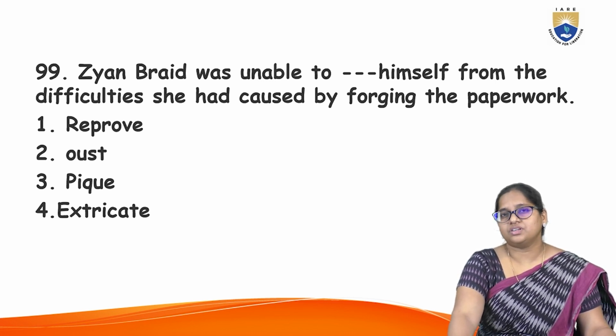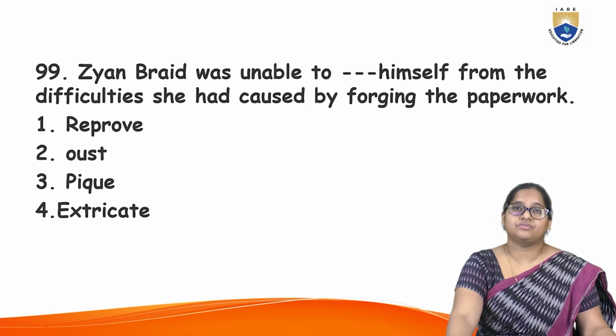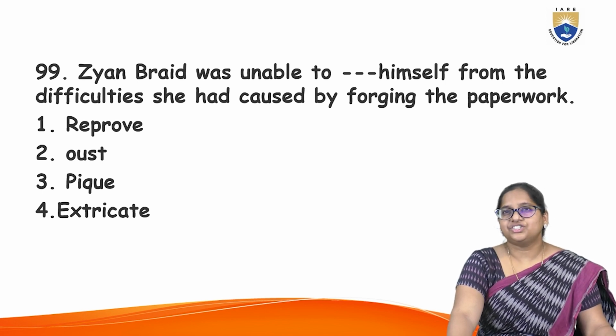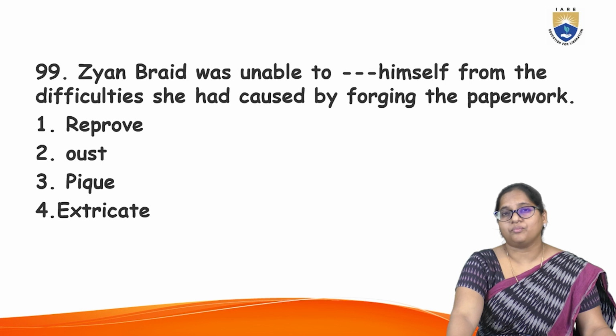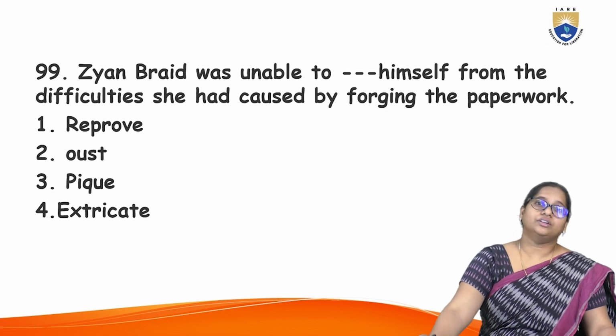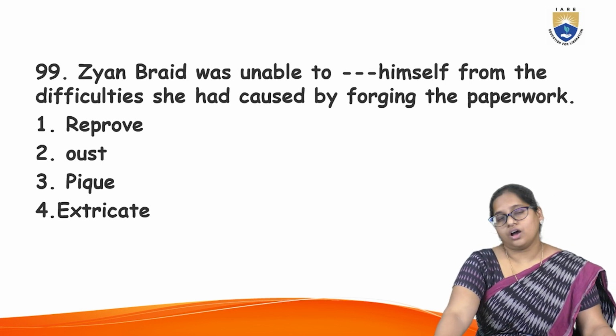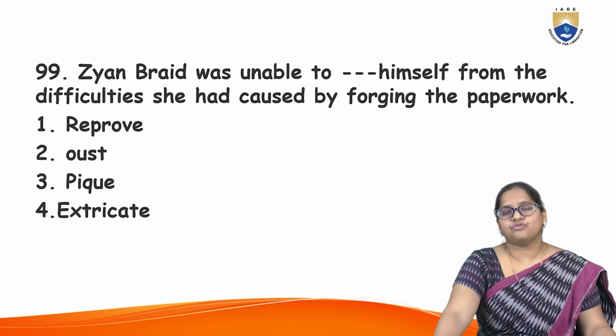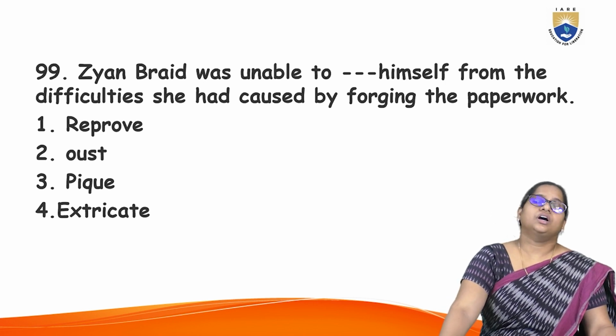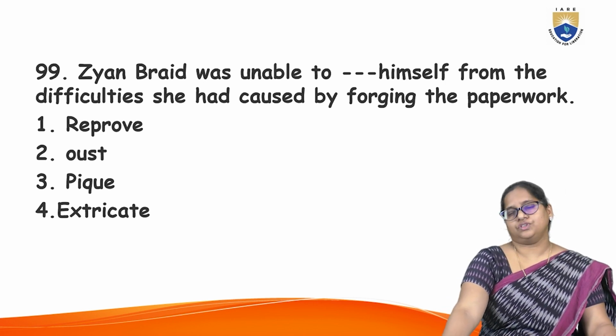Zain Braid was unable to himself from the difficulties she had caused by forging the paperwork. Number one, reprove. Number two, oust. Number three, pick. Number four, extricate. Now you have to understand the meanings of these four words.